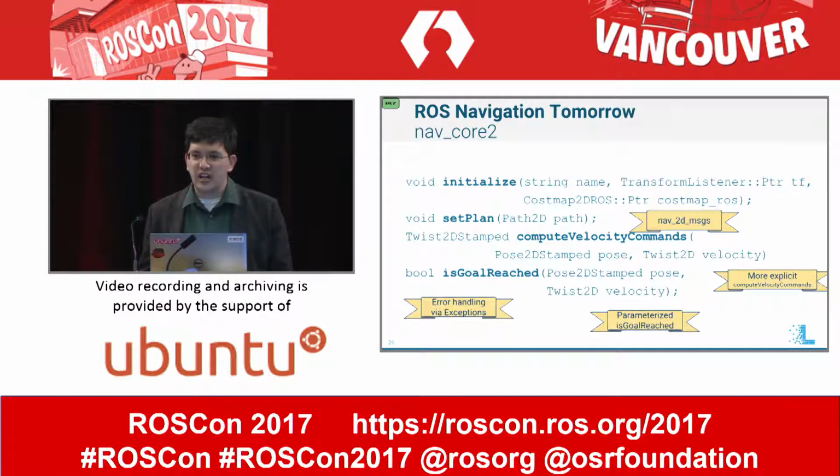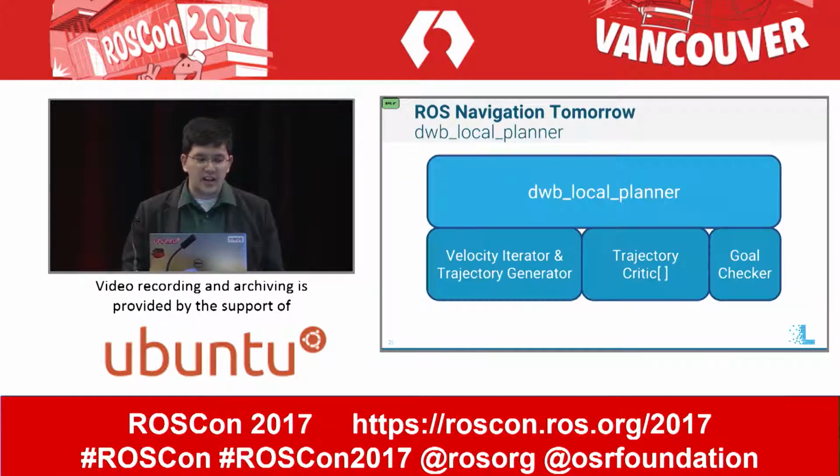Of course, what is an interface without an implementation? So in the old navigation stack, we had the DWA local planner. What we have now is the DWB local planner. It doesn't actually stand for anything, and I'm currently taking suggestions for what DWB should actually stand for. And so it has 3 major components. All of these are their own modules. We have the velocity iterator and trajectory generator. We have all the different trajectory critics, and a separate module for the goal checker.